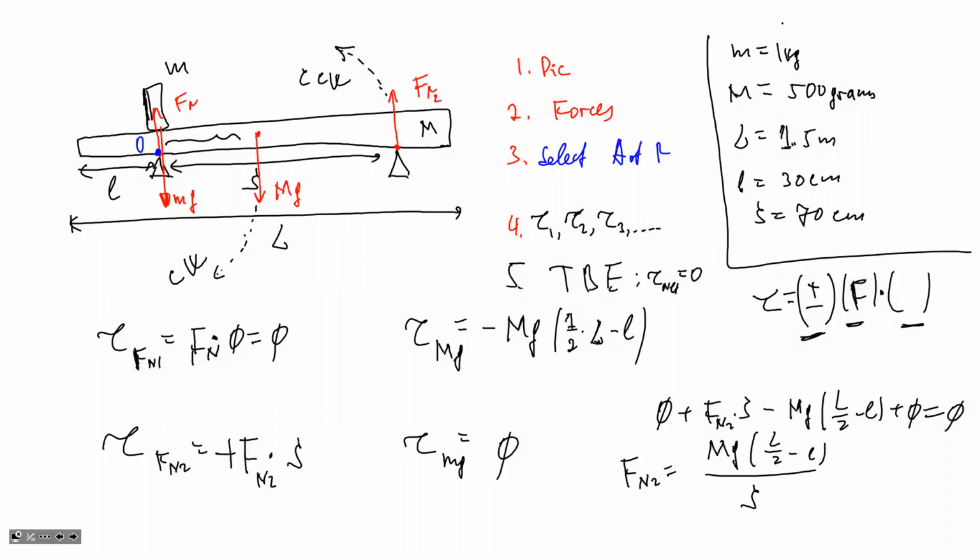Done. And now, to calculate normal force number 1, what can we do? Well, we could use the force balance equation, because normal force plus another normal force should cancel the total force of gravity acting on the board and the weight. And since you know normal number 2 now, you can calculate normal number 1. Okay, that makes sense.